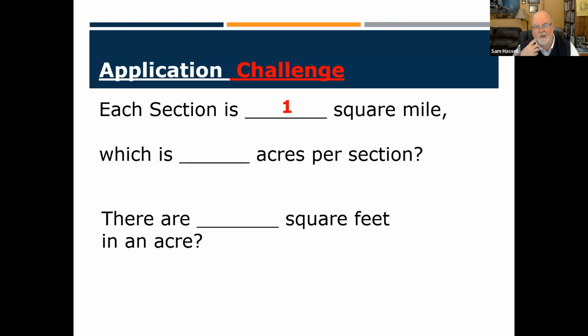640, there you go. 640. All right, and how many square feet are in an acre? 43,560. All right, you got it. 43,560. Okay. Those numbers are going to be important that you remember.